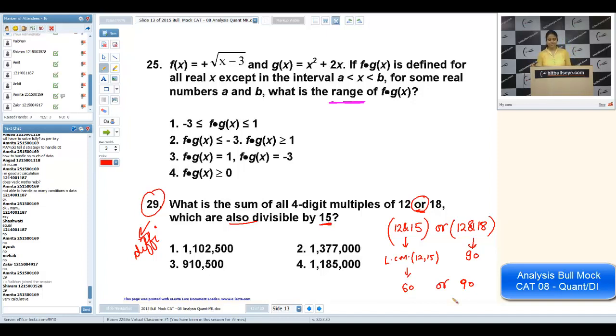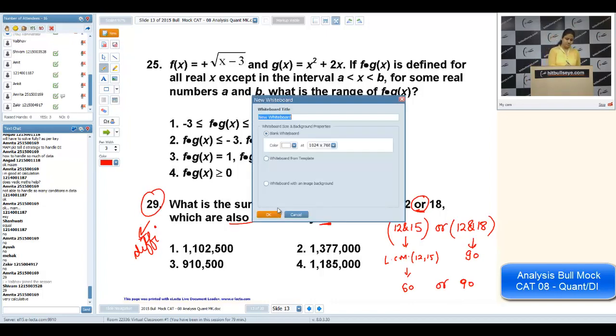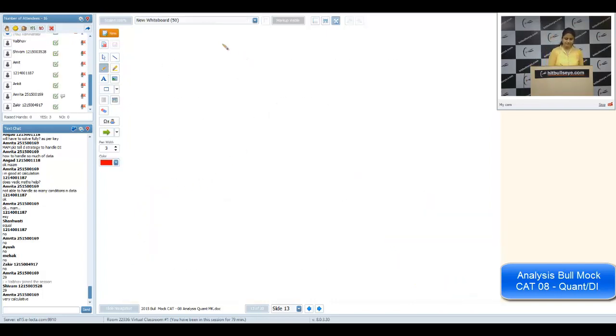Okay, if any number is divisible by 12 as well as 15, we will calculate the LCM of 12 and 15, and it comes out to be 60. Or what is the least common multiple of 12 and 18? It will be 90. So basically, we want to calculate the sum of all 4-digit multiples of 60 or 90. Now come to the calculation part. Let A be the sum of those numbers which are multiples of 60, B the sum of all the multiples of 90, and we want to calculate A union B. First of all, what is A intersection B? It means those numbers which are multiples of 60 as well as 90. So what is the LCM of 60 and 90? It will be 180.